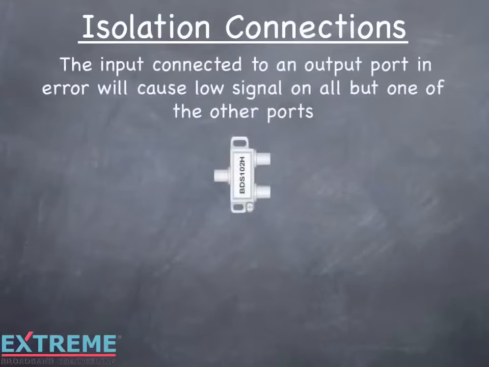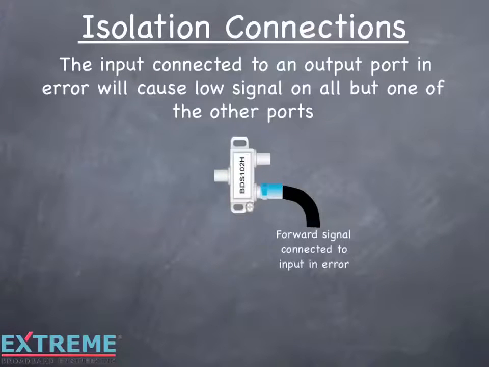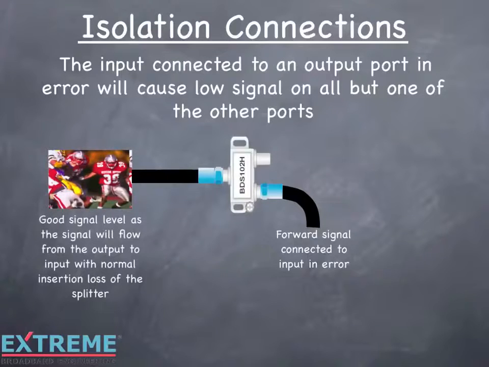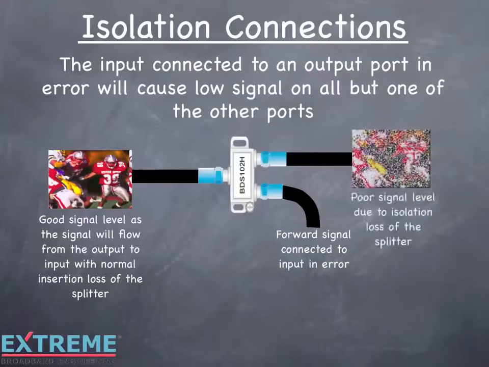The input connected to an output port in error will cause low signal on all outputs except the one that's connected to the input. Have you ever seen a connection where the input cable was connected to one of the output ports and the customer was experiencing poor reception on all but one outlet? One outlet has good signal level, as this one's connected to the input port of the splitter, and the signal will flow from the output to the input with normal insertion loss of the splitter. The other outlets have poor signal level due to the isolation loss of the splitter. Once the input cable is connected to the input port, all outlets will receive the proper signal.